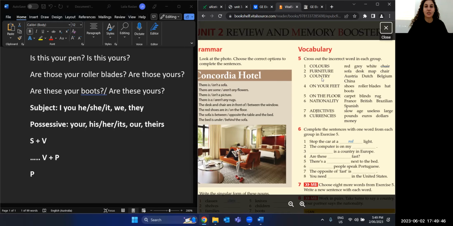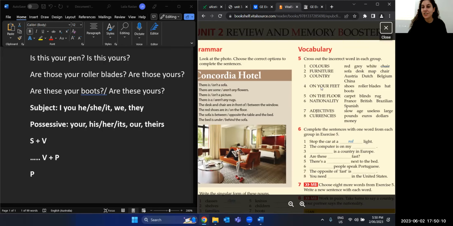We looked at countries, the name of countries, but then we looked at nationality, where the person is from. So it depends. Are you talking about the country or the person? Because Roxana is from Peru, that's the country, but her nationality is Peruvian. So country and nationality.